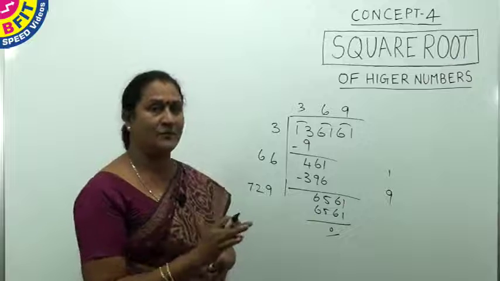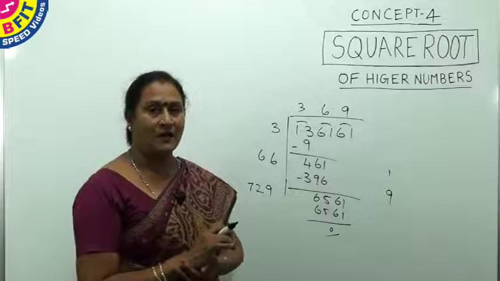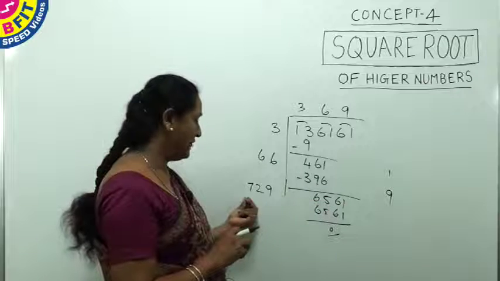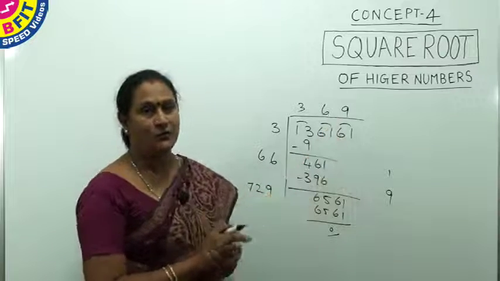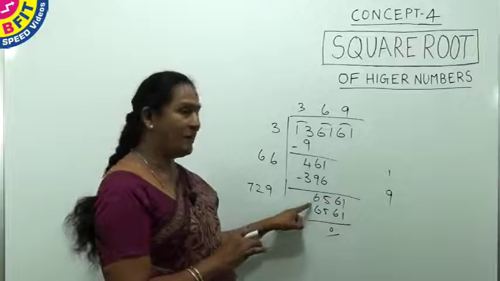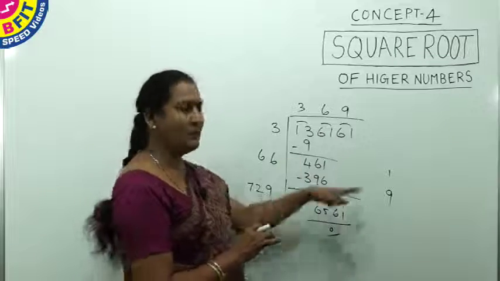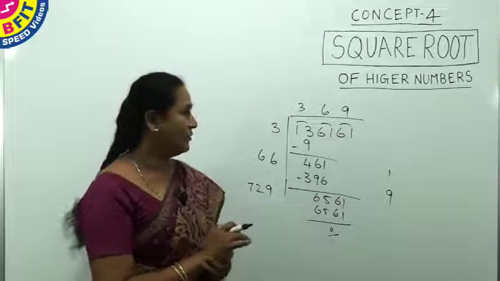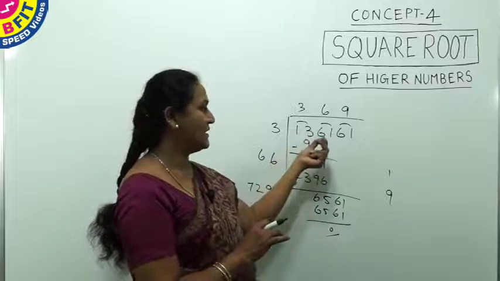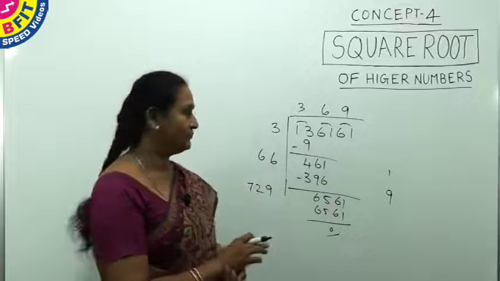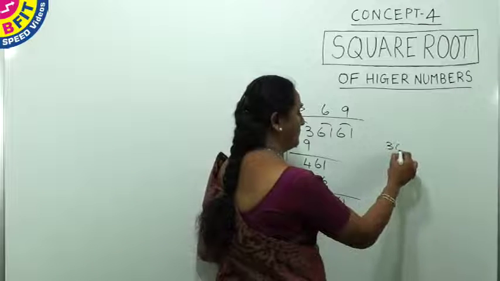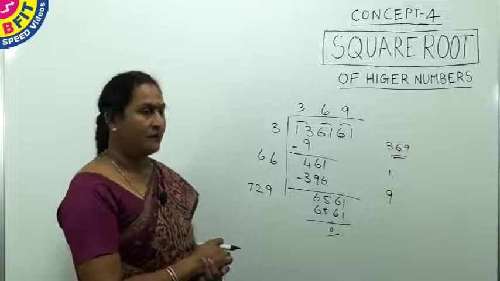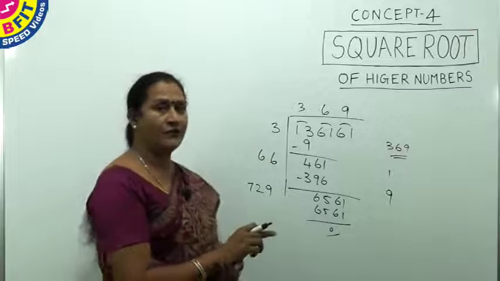Suppose you have both numbers as options, ending like 361 and 369. As we have 65 and here 7, it should be only 9 in the unit place, because 9 into 7 gives a number nearing 65. So the unit place should be 9. And the product, we have the same number. Remainder is 0. So the square root of 136161 is 369. Now we'll see the square root of the next number.